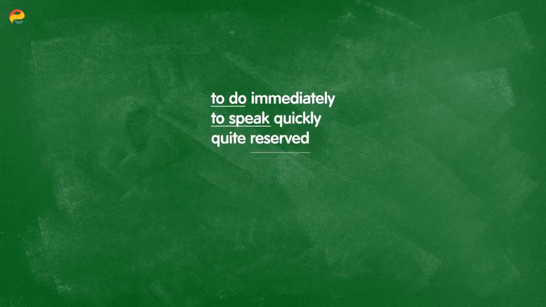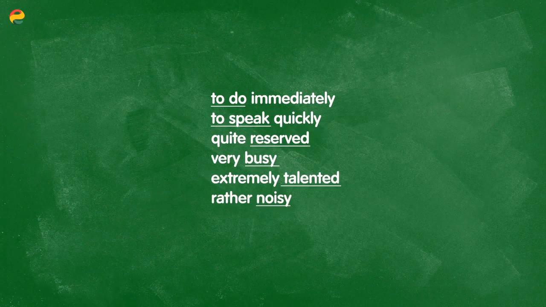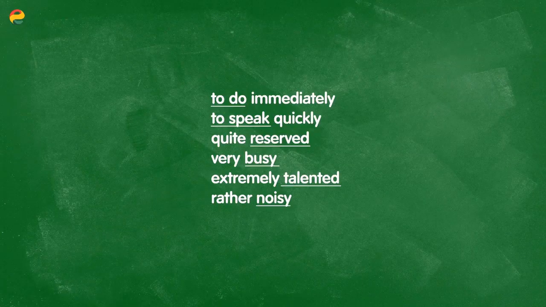And for some examples of adverbs, we have to do immediately or to speak quickly. Here, in both of these examples, my adverbs are describing verbs. They're describing the way an action is being done. However, I can also say something like quite reserved, very busy, and also extremely talented, rather noisy. Here, all of these adverbs are describing adjectives. So, to summarize, adverbs answer the following questions: how, where, when, or to what extent. And adjectives tell us which and what kind of.